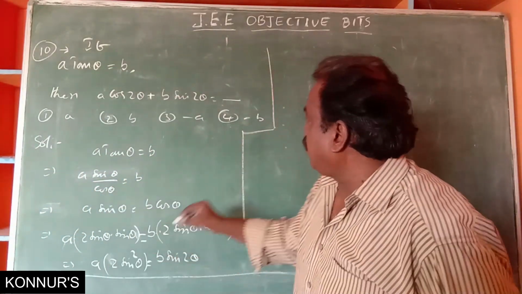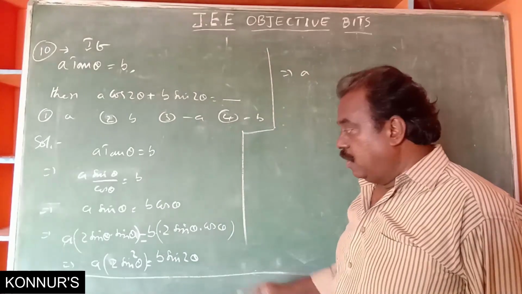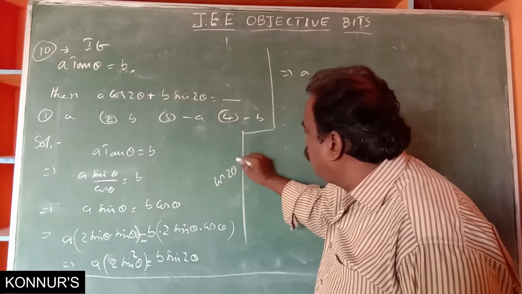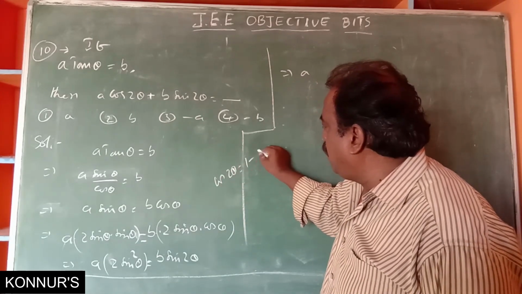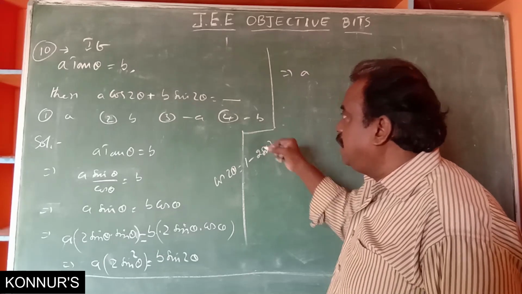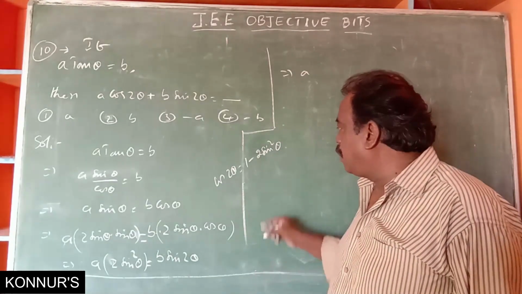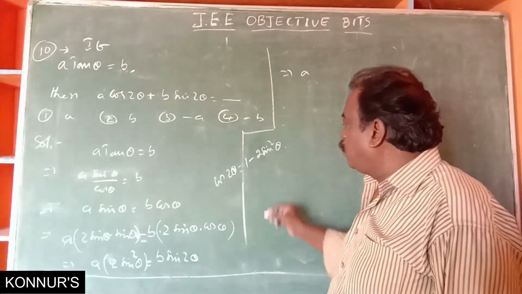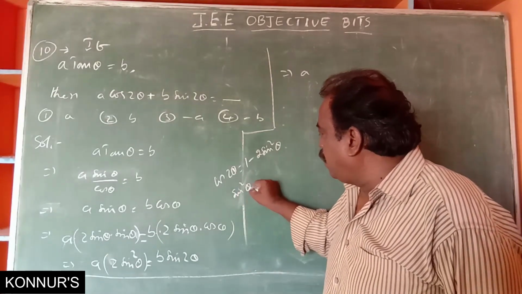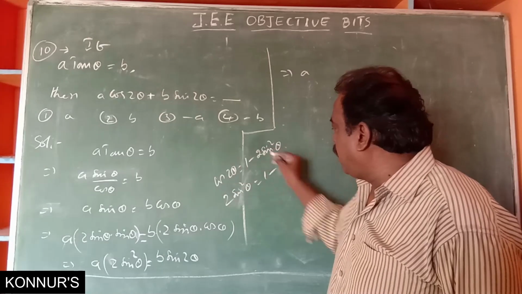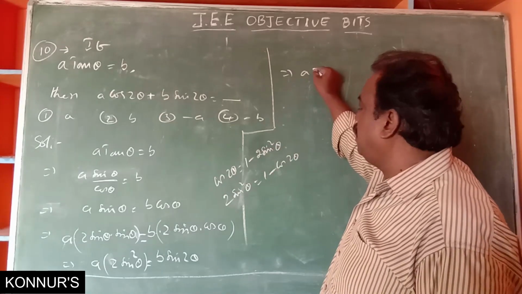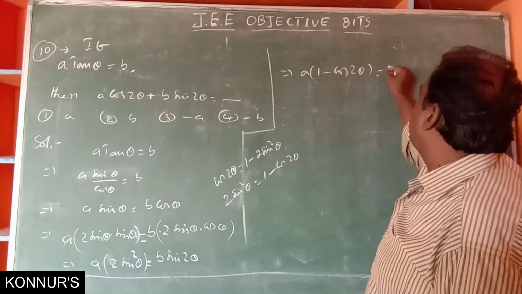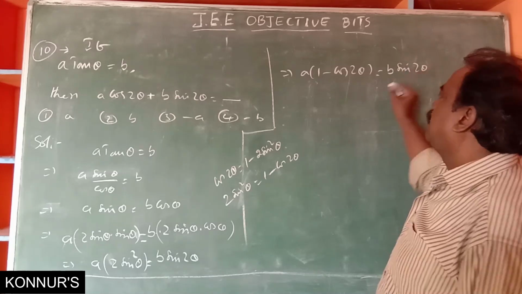You see, this is 2 sin square theta. I have one formula: cos 2 theta is 1 minus 2 sin square theta. In the previous problem I told this formula, where we used 2 cos square theta minus 1. But here it is 1 minus 2 sin square theta. This 2 sin square theta goes to that side. It is 1 minus cos 2 theta. So it is a of 1 minus cos 2 theta, and in RHS it is b sin 2 theta.